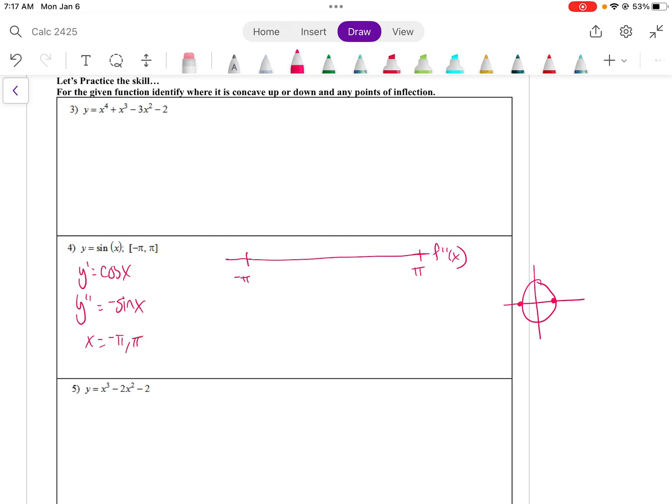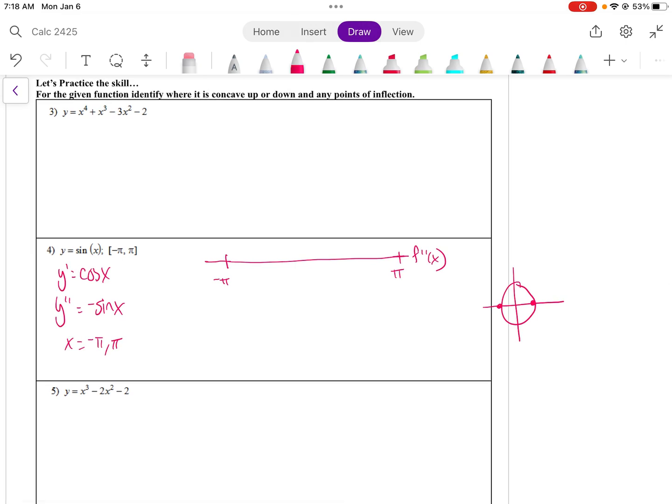I know that we're only looking between negative pi and pi, but we're going to want to make sure that we look on either side of that as well in order to figure out whether or not we have points of inflection here. So this one's a little bit harder. This is a negative sine graph, so it will be going from the middle of your graph down first of all. We'll be kind of down here, and then it'll come up over here.